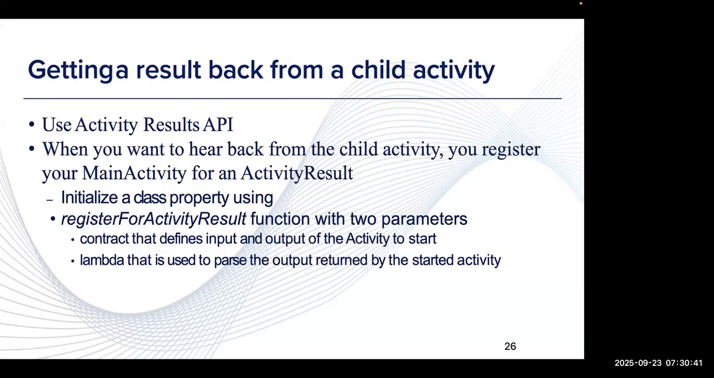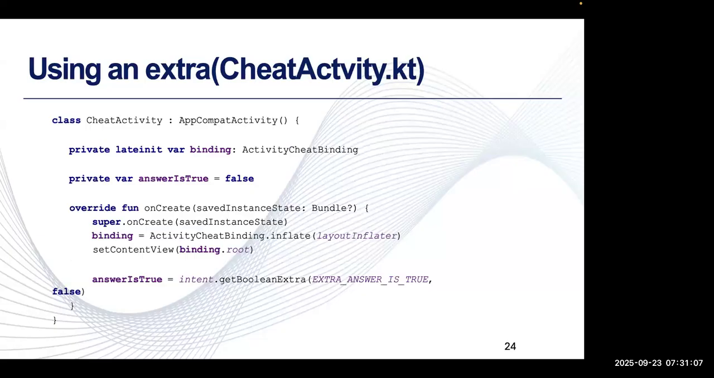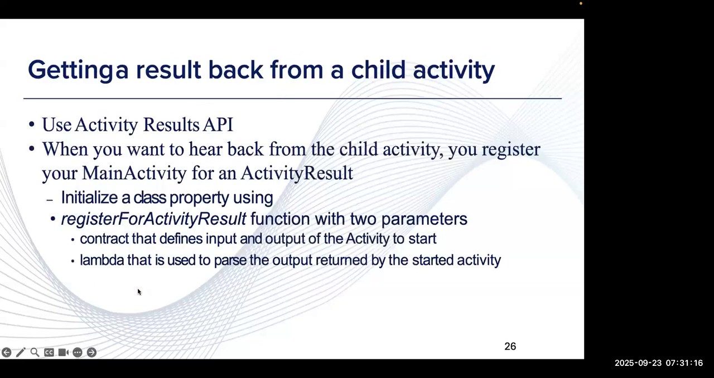Now, getting a result back from the child activity. We were in that cheat activity, and how are we going to pass that value over to the main activity to know what happened inside of the child activity? When you want to hear back from the child activity, you register your main activity for an activity result. Before, we had the start activity: when the cheat button was pressed, we would start the intent. Now we're going to register for the activity result.